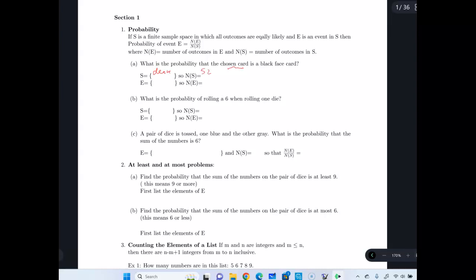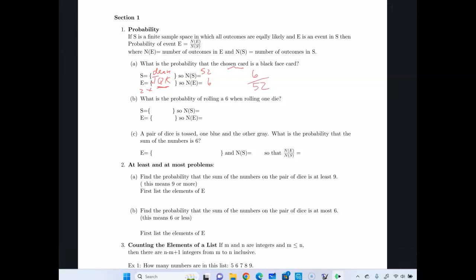So what are the events that we want? We want the jack, the queen, and the king in two suits, right? So we've got the clubs and the spades. That would give us 6. So that means the number of events that happen out of the total number.